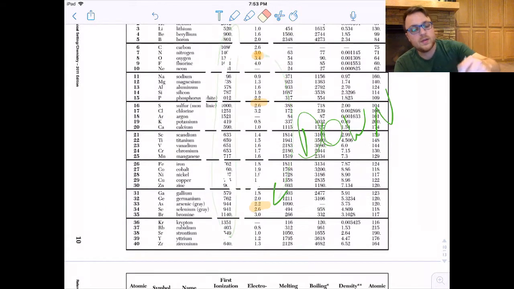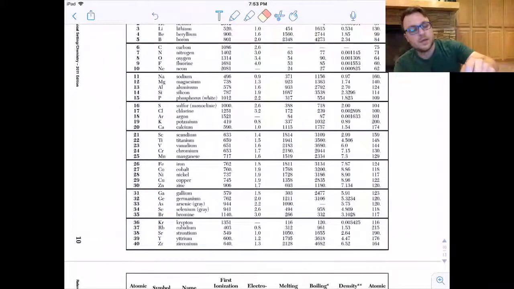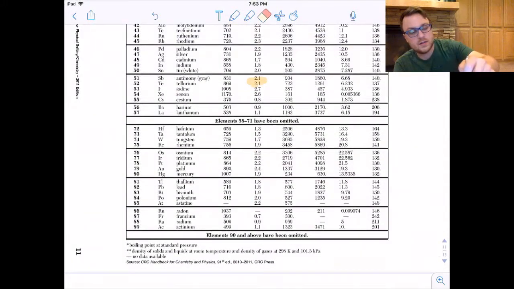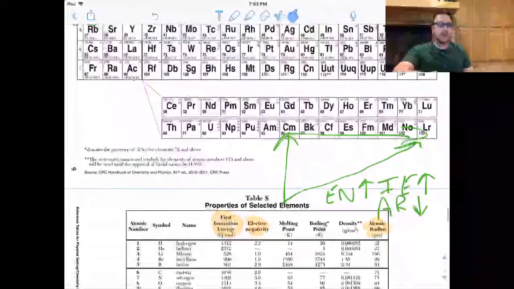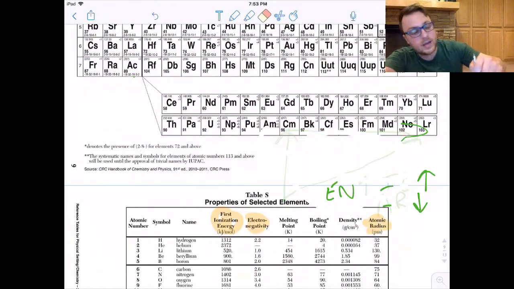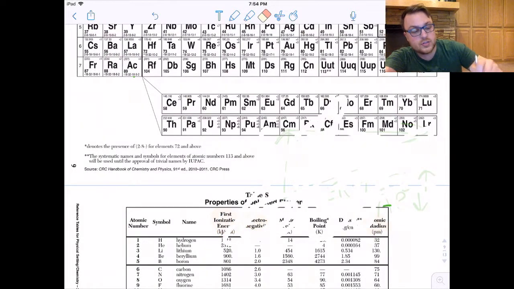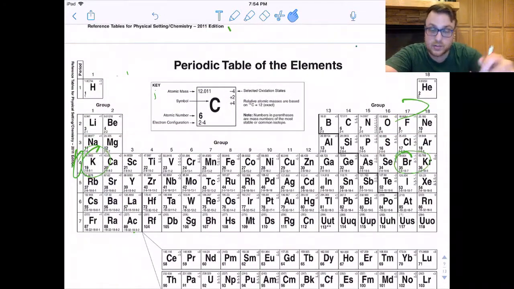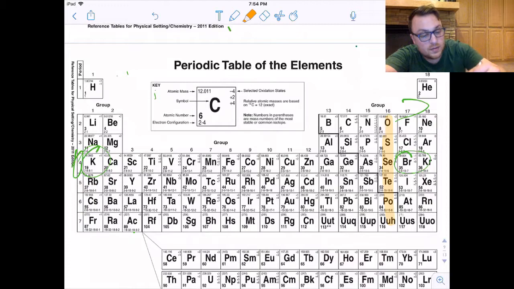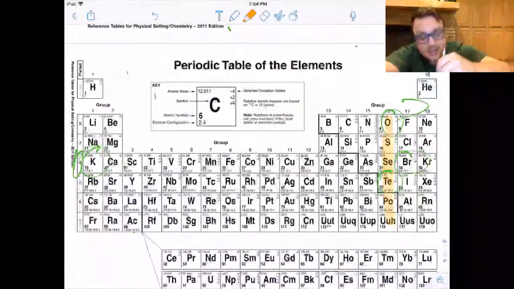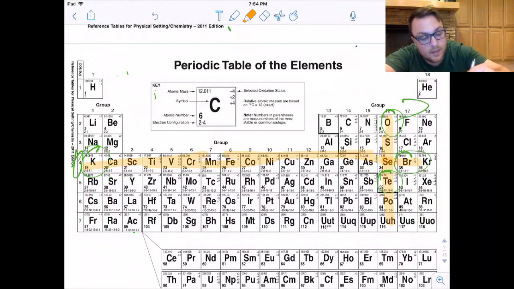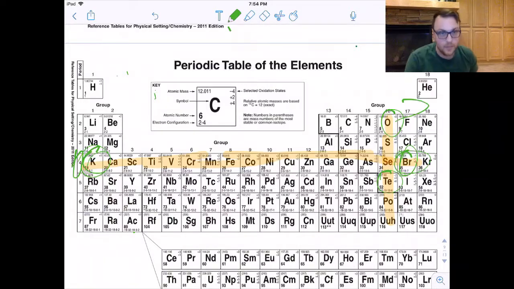So, if you forget the trends, you forgot to memorize them, you're panicking, you think you're going to get this wrong, you're not going to get this wrong. Use Table S to your advantage. So, pick the two elements in a given group. If they're asking you to compare a group, just pick oxygen and something below it, like Te, something far below it, and compare those. Or if they're asking you to compare them in a period, again, pick the first one and pick the last one. Ignore the noble gases, ignore group 18, and compare them using Table S.